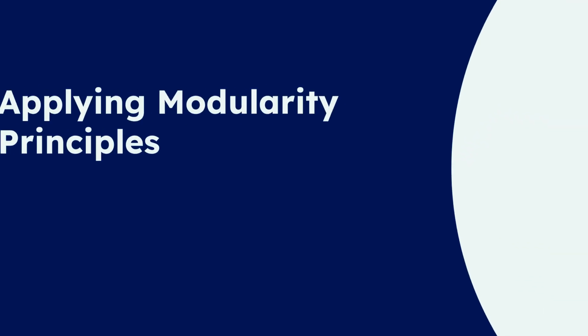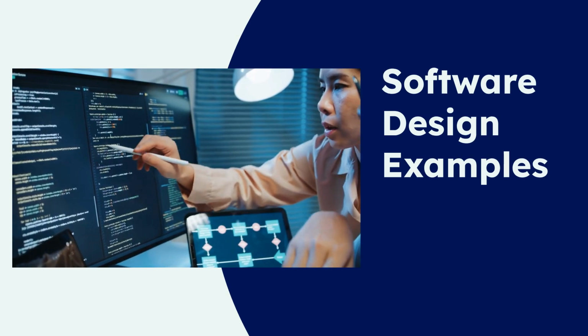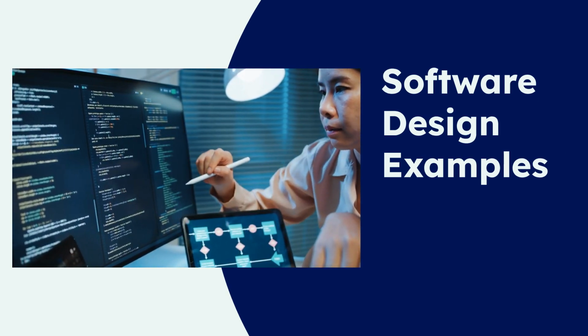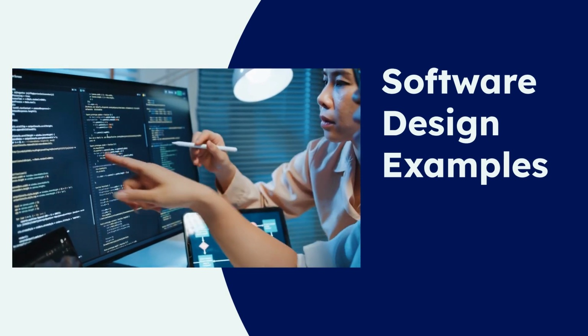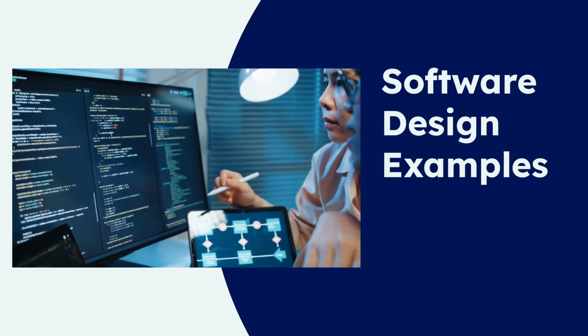So how do we apply these principles? It's about consciously designing systems with independent, well-defined components. It's about thinking about responsibilities and interactions. In software development, modularity is evident in object-oriented programming, where objects are modules, and in microservices architecture, where entire applications are broken into small, independent services.